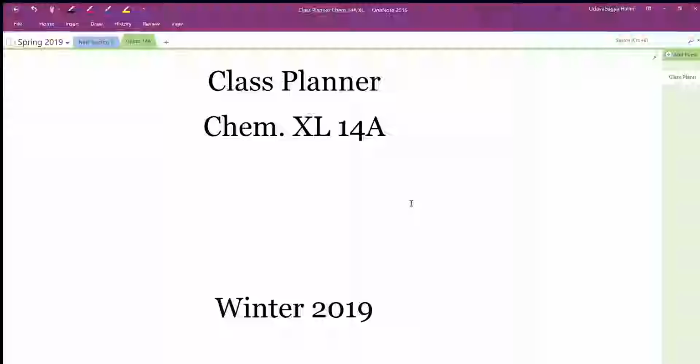The grade breakdown is pretty straightforward. A is 90%, B is 80, C is 70, D is 60, and below 60 is F. So hopefully this goes well, and if this is your first time around, good luck.